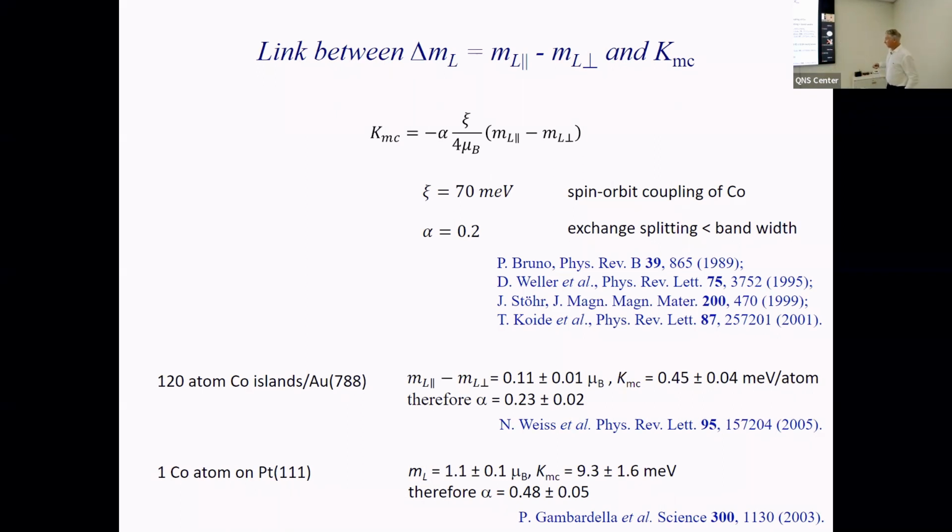So these papers of Patrick Bruno, who was the pioneer in this, show that the magnetocrystalline anisotropy scales basically with the spin-orbit coupling and with the difference between the orbital magnetic moment in 2 directions. We have a few systems where we have verified this. This constant is 0.2, but it can also be 0.4, 0.5 sometimes, but it's a very good rule of thumb that these 2 quantities are related.